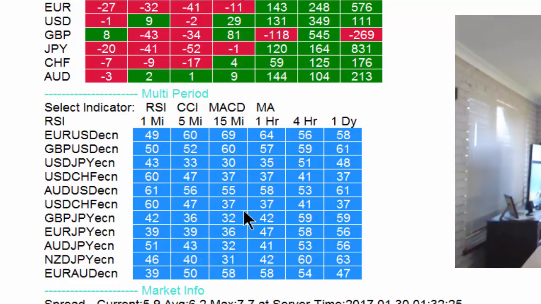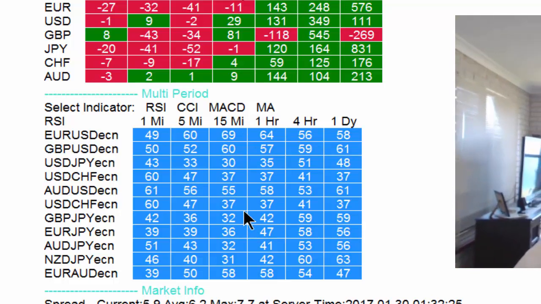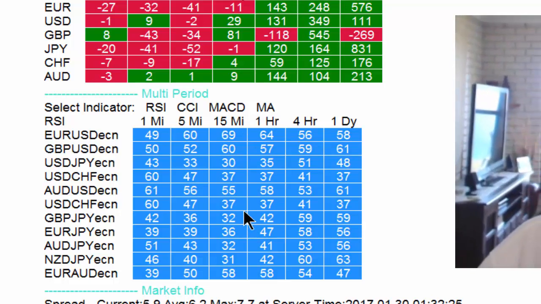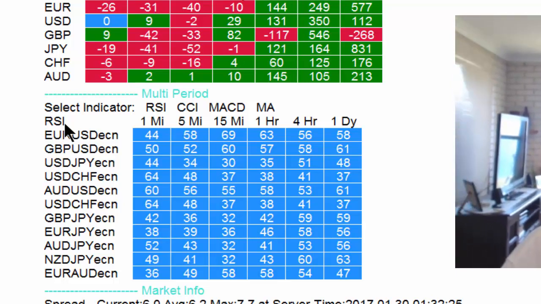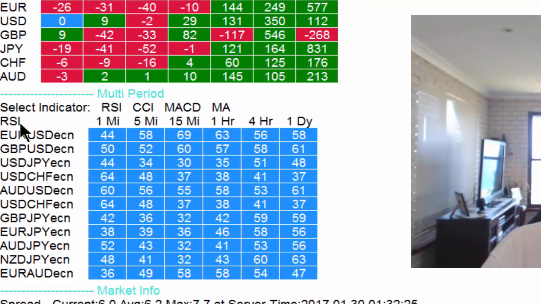So it's a very quick overview of the market. That's why we call it the 360 degree overview. It gives fantastic information about which currencies are currently strong, which ones are weak, and how the indicators are showing the strength of the various currencies.